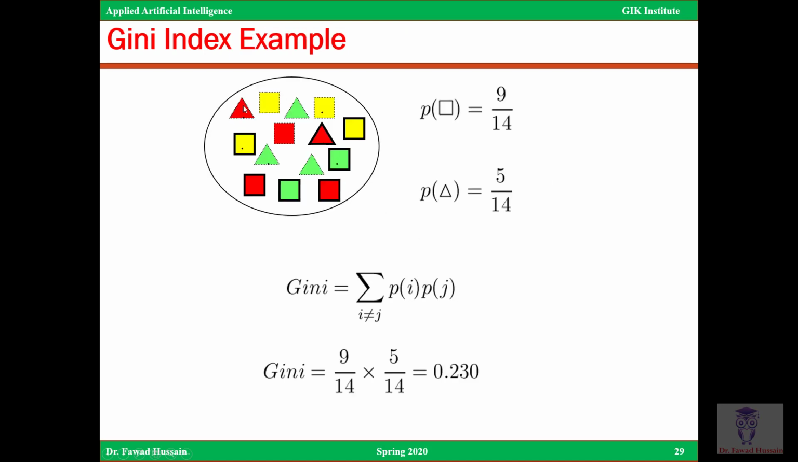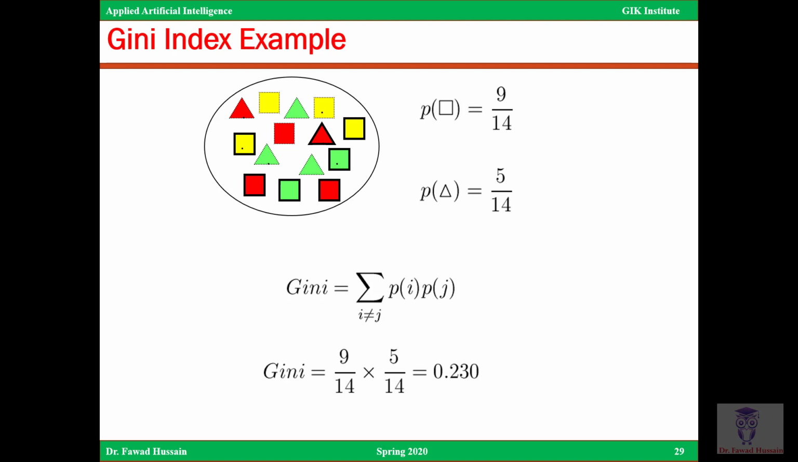So suppose we have this data. There are either triangles or squares, and there are three colors: red, yellow, and green. There's a mixture of which color and which shape you have. If you want to predict the shape, the shape is either a square or a triangle. Just like in the previous case, where we first calculated the entropy using the raw data without using any attribute, here also we are going to calculate the Gini using the raw data without using any attribute.